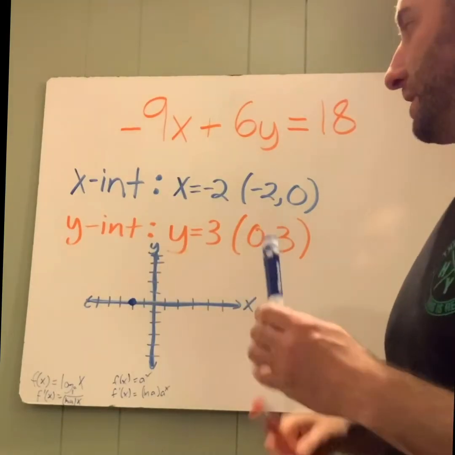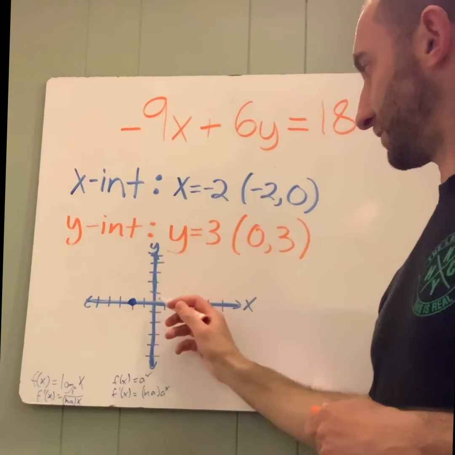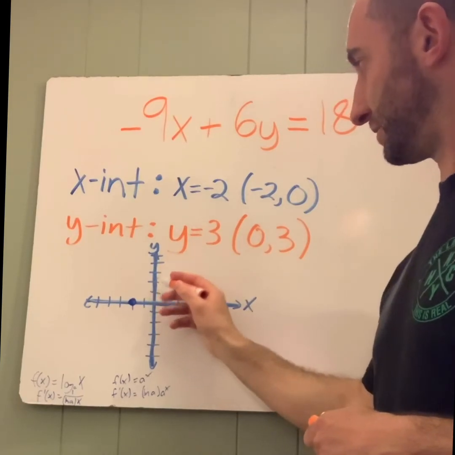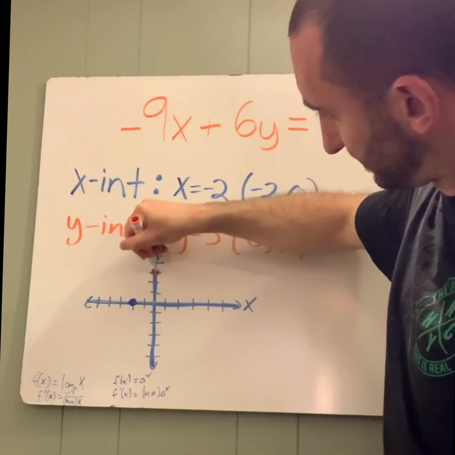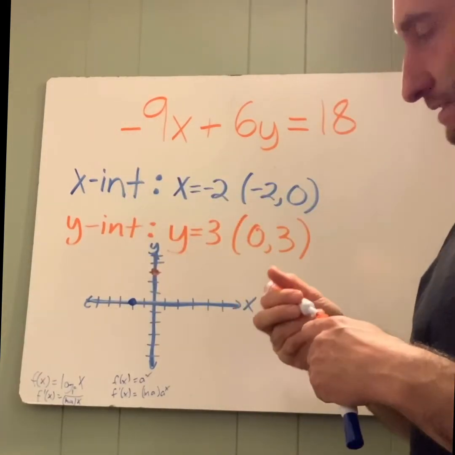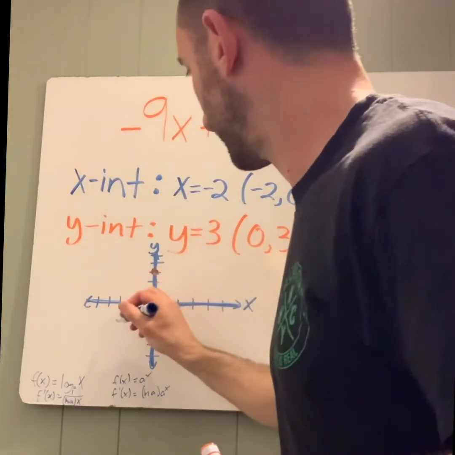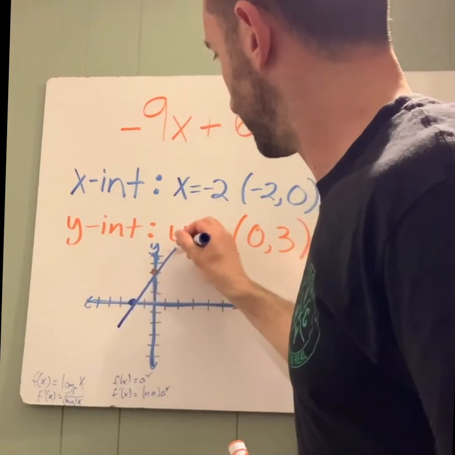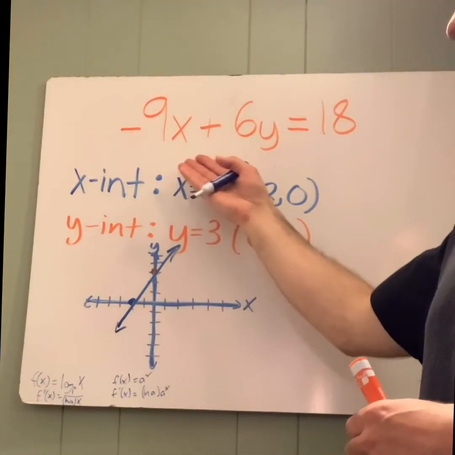All right. Now we're going to plot our y-intercept, which is at y equals 3. So we're not going left or right at all, but we're going to go up 3. 1, 2, 3. Plot our point there. And then connect the two, draw the line through it, and we're done. And this is the graph of negative 9x plus 6y equals 18.